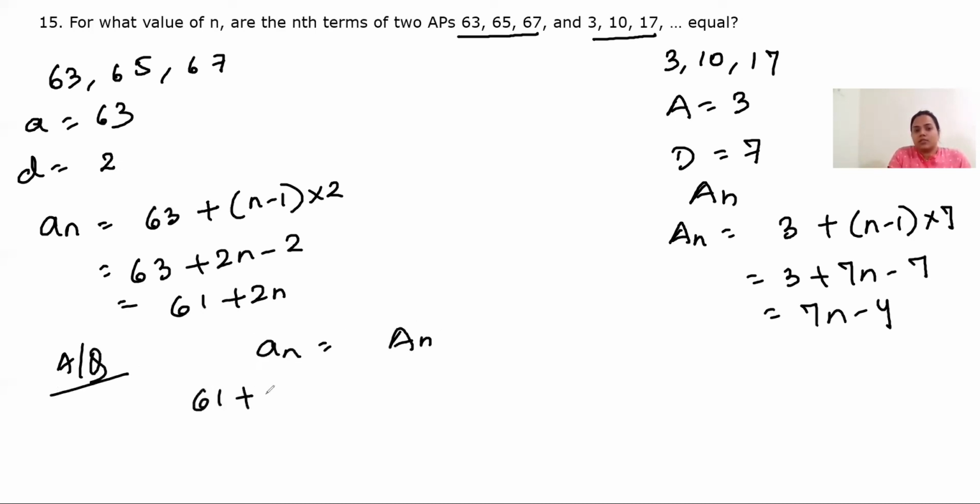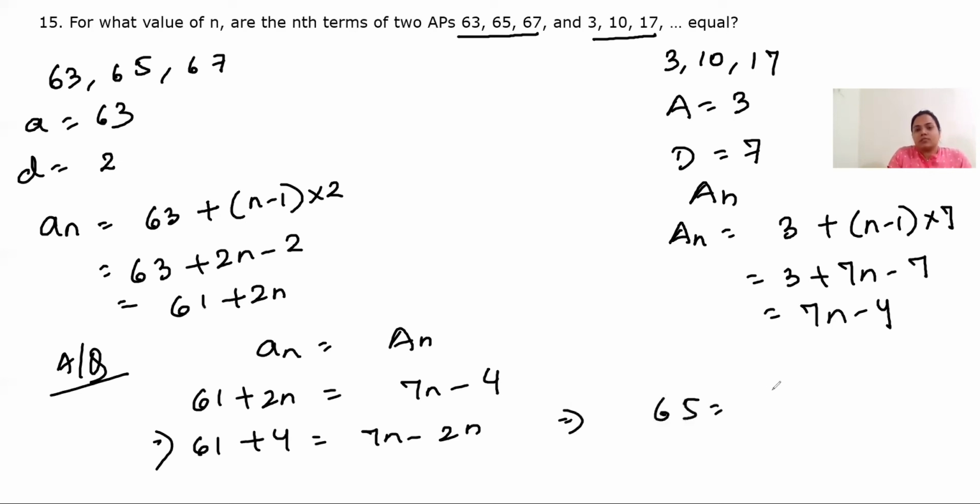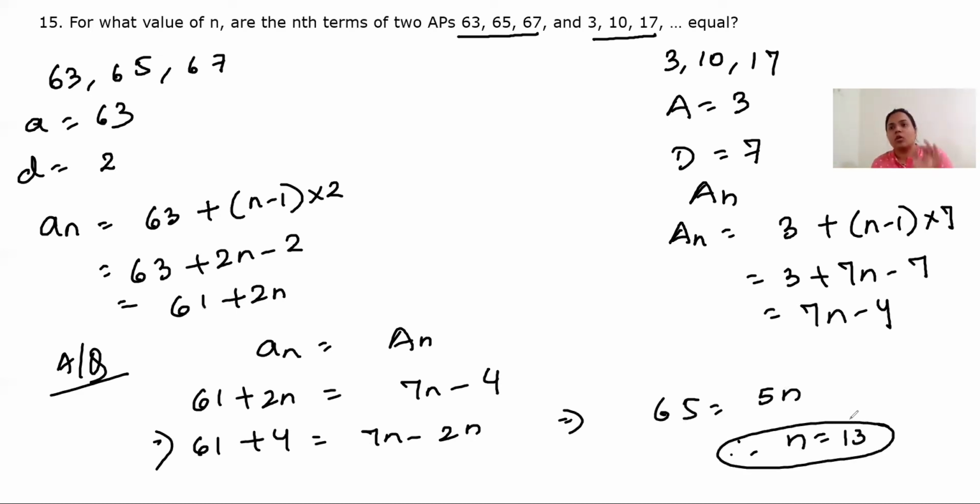It means that 61 plus 2n is equal to 7n minus 4. So 61 plus 4 is 7n minus 2n. Implies that 65 is 5n. Therefore, n is equal to 13. It means that the 13th term of both the APs are equal. We don't have to find the 13th term. We just had to find the number of terms, that is 13.